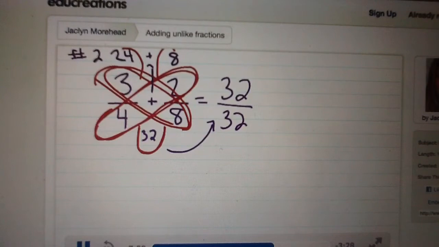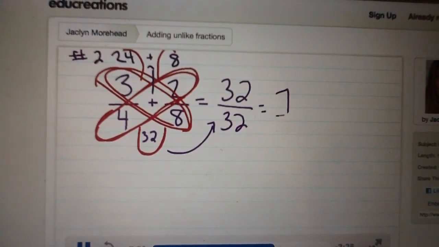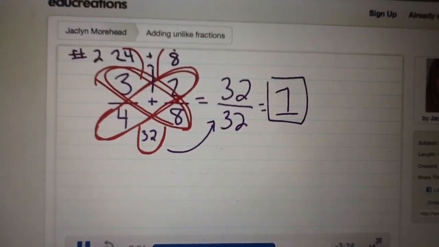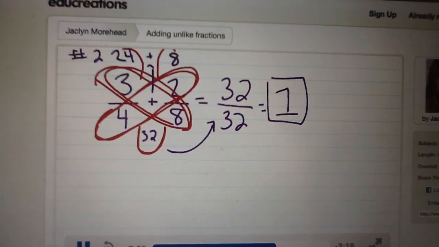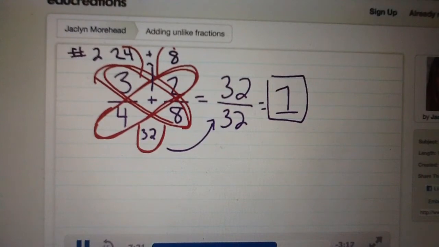32 pieces out of 32 pieces equals 1 whole. I have the same answer no matter what method you use. If you use finding an equivalent fraction or the butterfly method, it's the same answer.